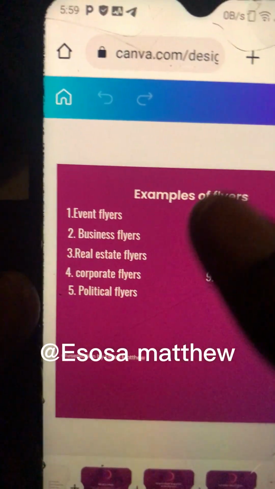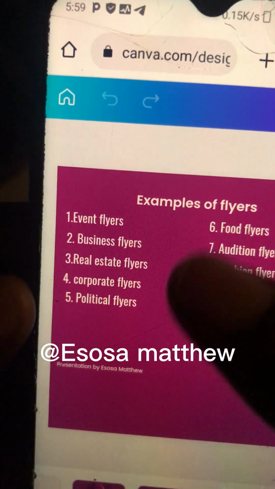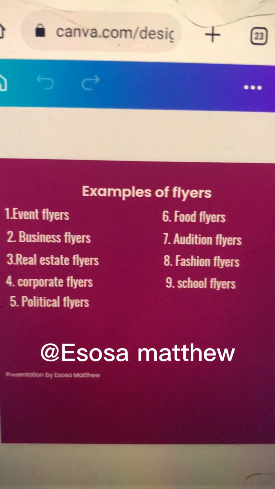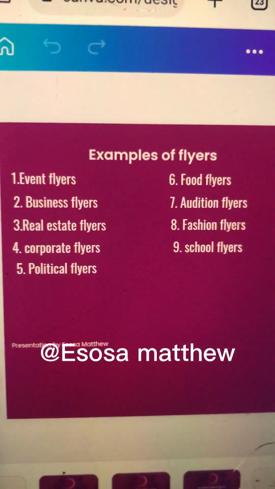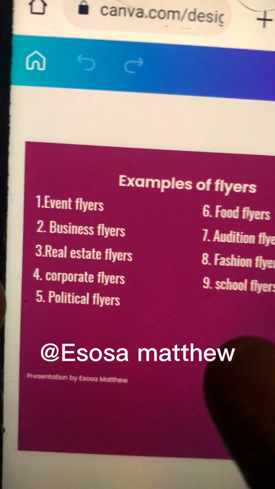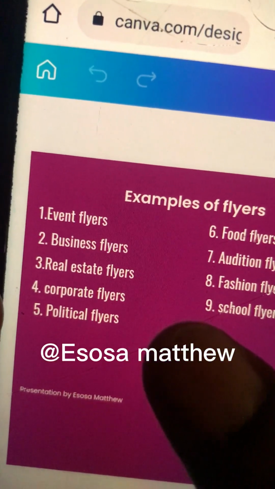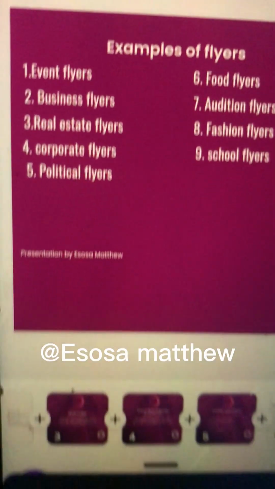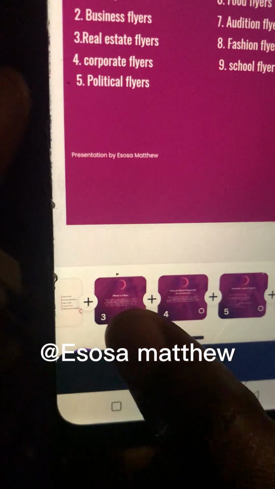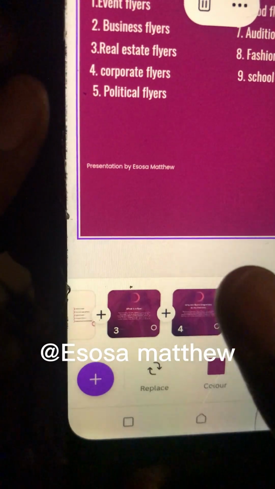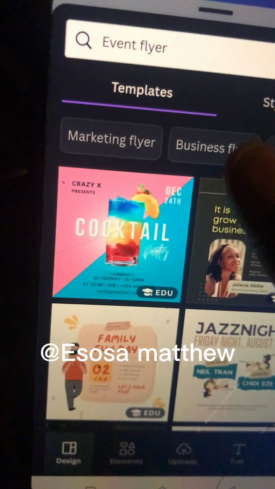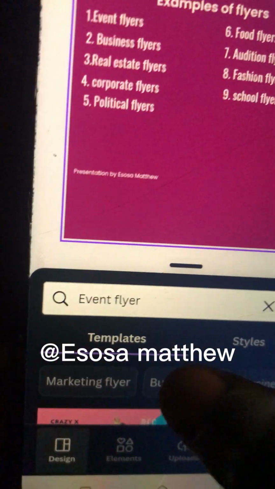The next one we're going to see are business flyers. Business flyers are the most common types of flyers. They are used by establishments to provide clients and consumers with important pieces of information about their products and services. All right, so let's come here and search for business flyers.